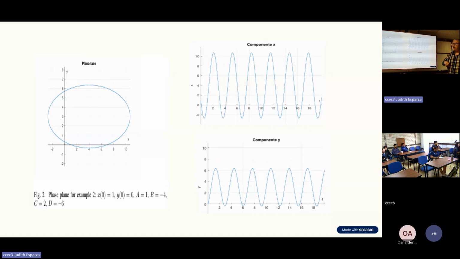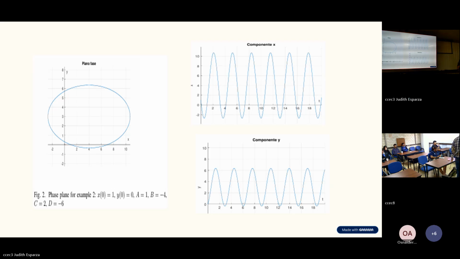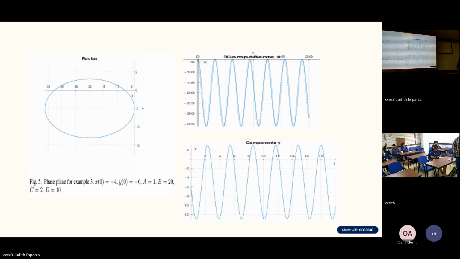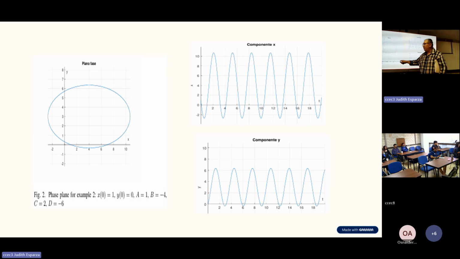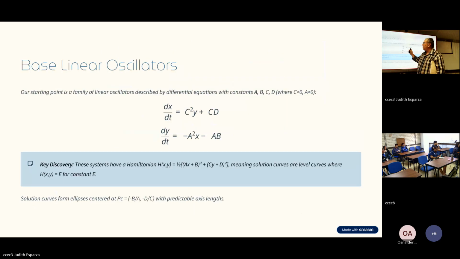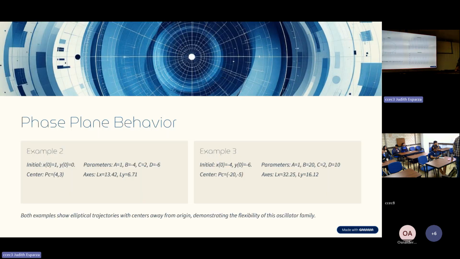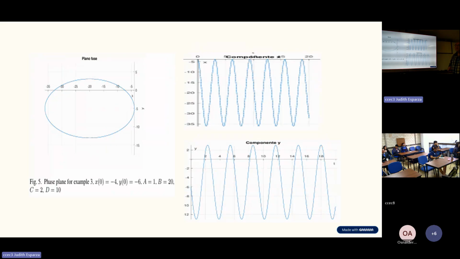traditional sine and cosine functions. It's on a sheet along the vertical axis. If we change the parameters of the initial model, these parameters, A and B, we can construct other oscillators like this. And these are the components.